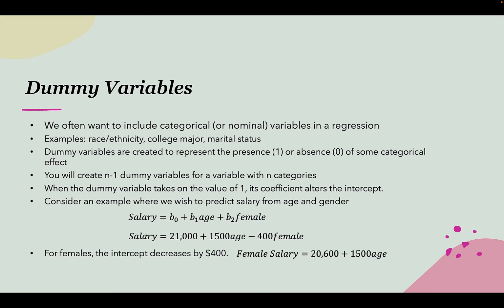All right, for females, the intercept decreases by $400. So if we want to think about this line in terms of female salary, then female salary would be equal to $20,600 plus $1,500 times age. And so what this value of minus 400 is doing is it's taking the male line, all right, and shifting it down by $400.